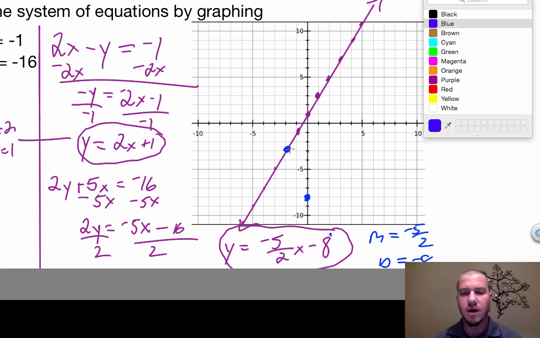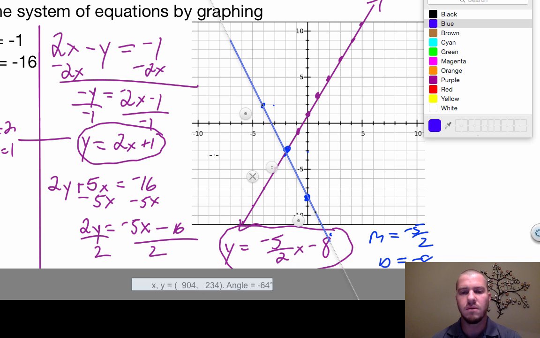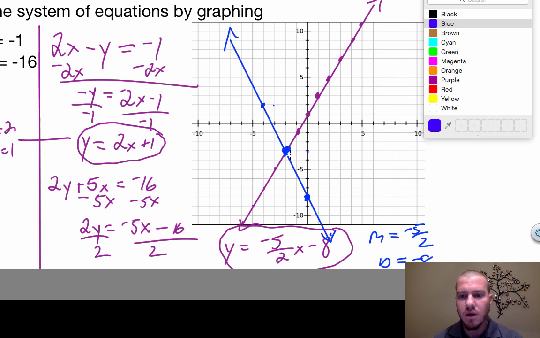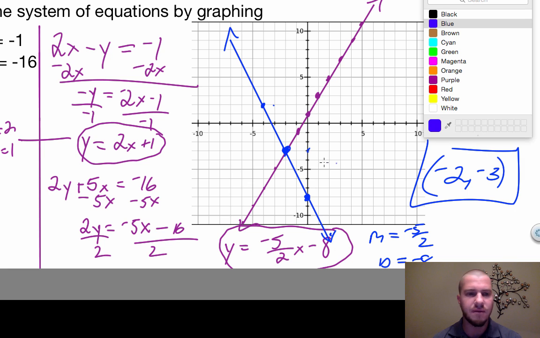And for this one, at least get as many points until you hit that first line. I'm going to do one more. 3, 4, 5 over 2, and now I can draw my line. I'm going to put my arrows on the ends. And so the point where they intersected, which is right here, is my solution. The x value is negative 2, the y value is negative 3. So my solution is negative 2, negative 3.